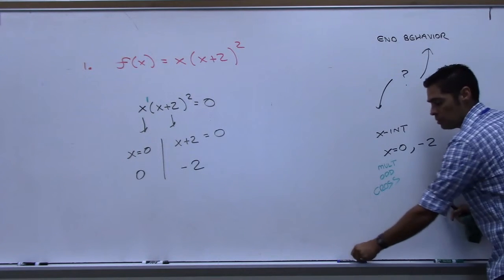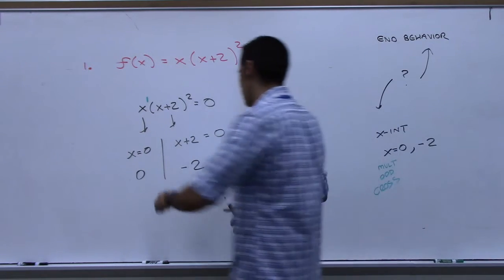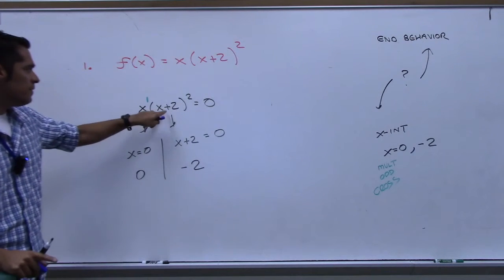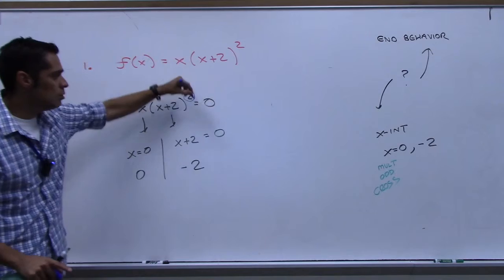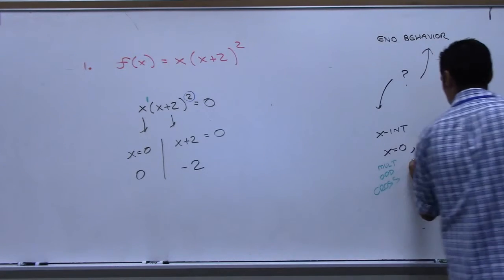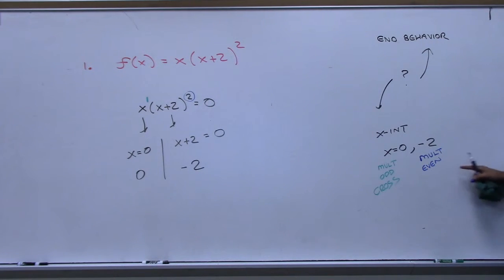Question. Okay, now let's look at the negative 2. Negative 2 is an x-intercept. It comes from this factor. What's the multiplicity of this factor? 2. So the multiplicity of this one is what? Even. And what do we do when we have even multiplicities? We touch.